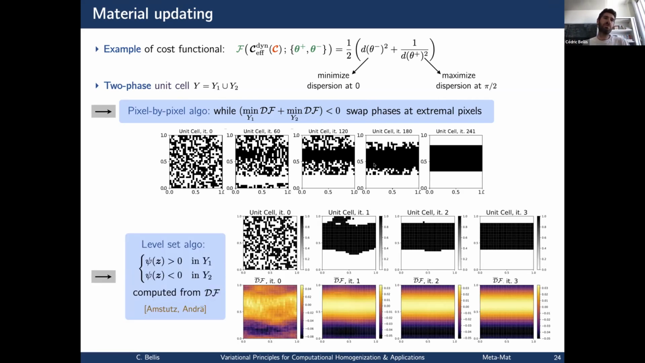Alternatively, we can also use some level set algorithm. So using a method that's been proposed earlier, the idea is that at one iteration, the topological derivative defines a level set function that itself defines the boundary between the black and the white phase. Okay, and using these methods, it's much more efficient, and in only a few iterations we converge to the same results.